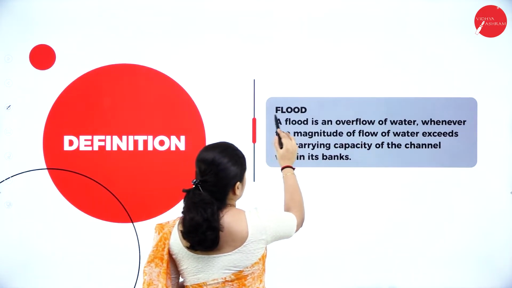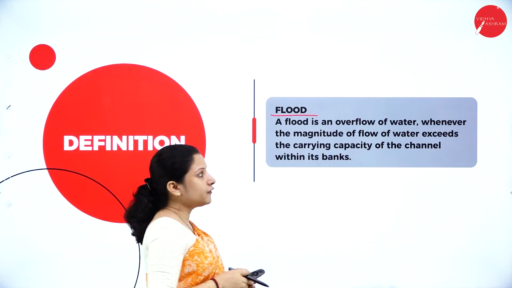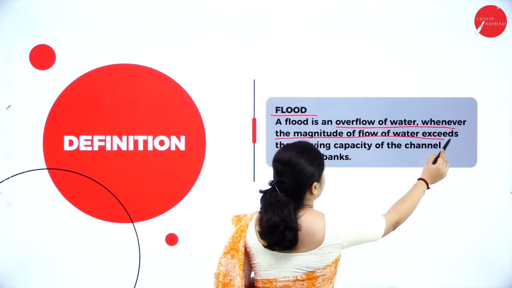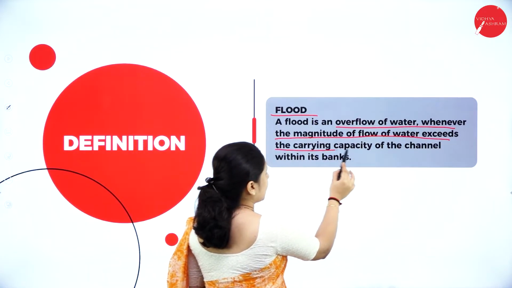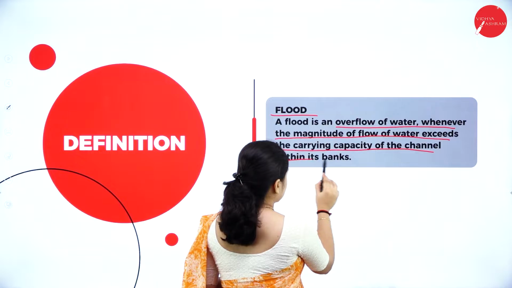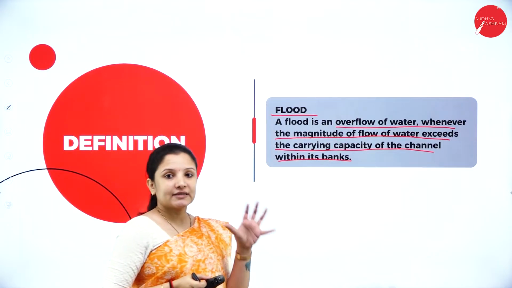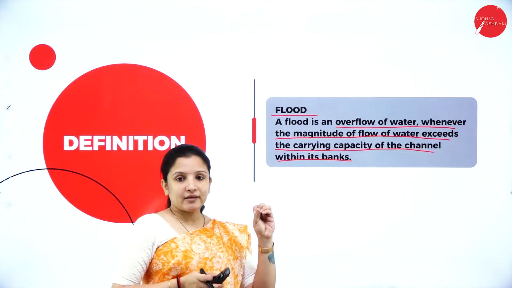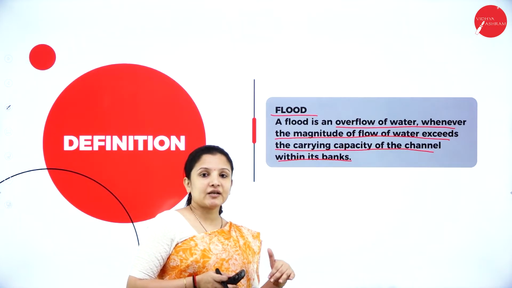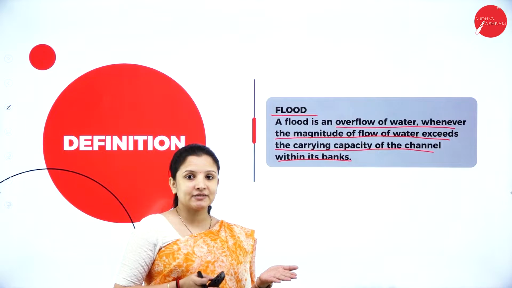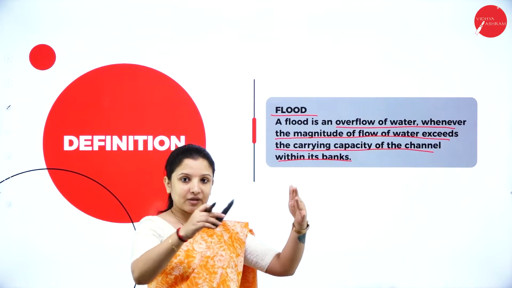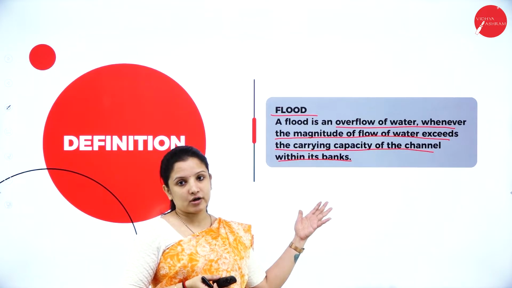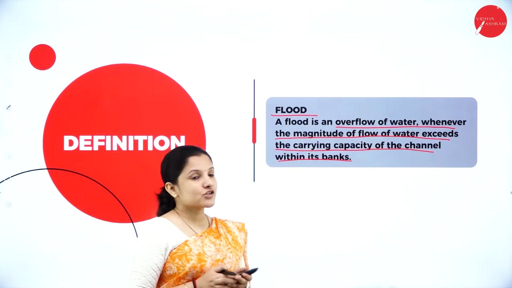So, what is flood? Flood is an overflow of water whenever the magnitude of flow of water exceeds the carrying capacity of the channel within its bank. A river will have its normal flow. When that normal flow, because of heavy rains and all that, exceeds and submerges the neighboring lands or river bank, then it is nothing but called a flood. So, that is the definition of flood.